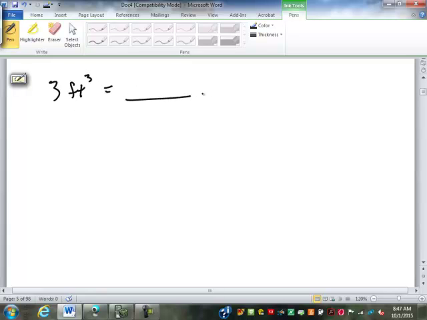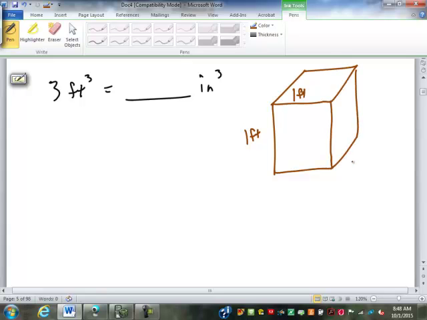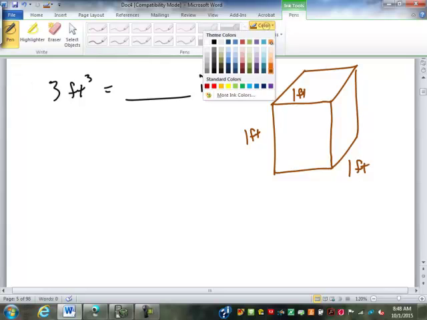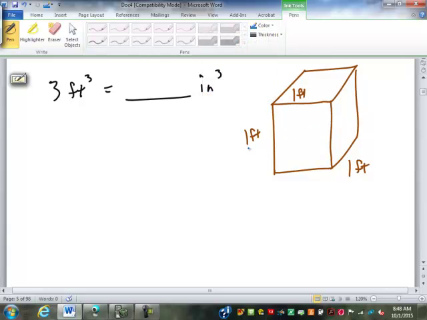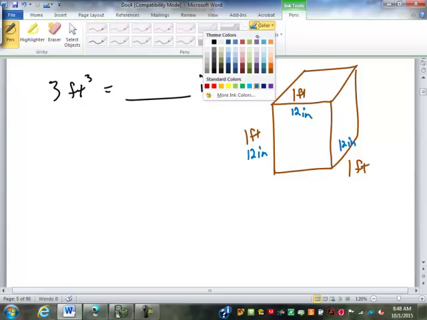What if I have 3 cubic feet and I want to convert that into cubic inches? Well, a cubic foot is 1 foot by 1 foot by 1 foot. Now, of course, a foot is 12 inches. So that's 12 inches by 12 inches by 12 inches.